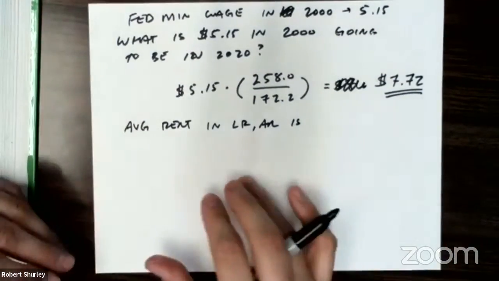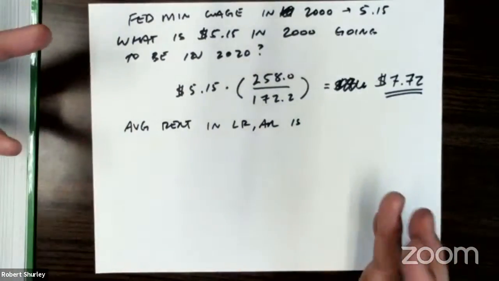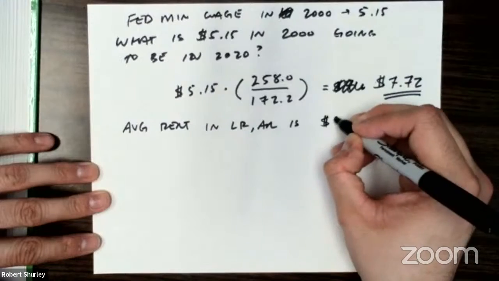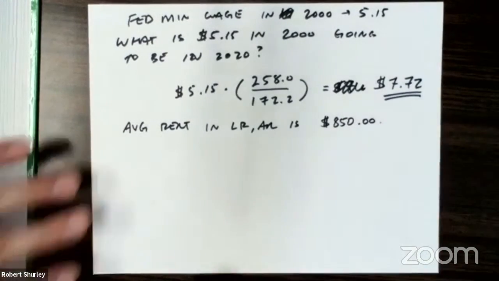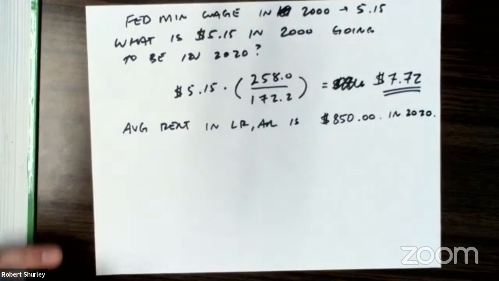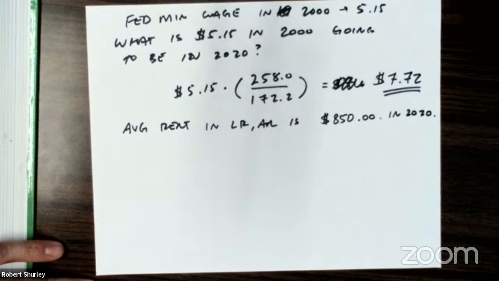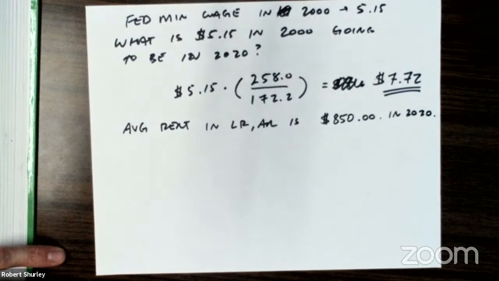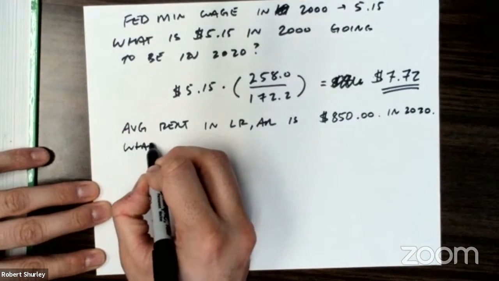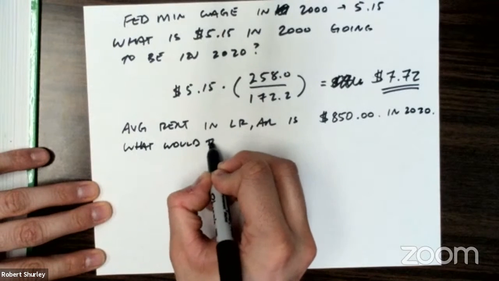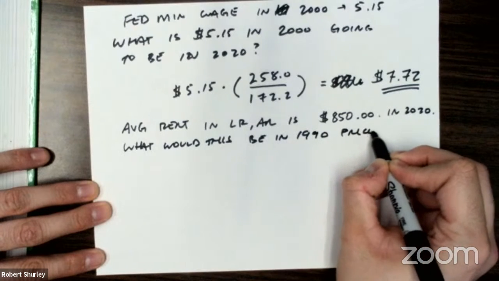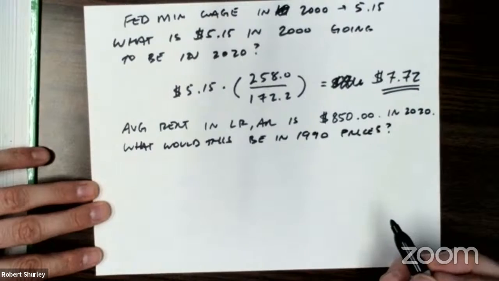And it varies so much depending on the size and all kinds of other things. But they're saying the average rent for an apartment in Little Rock is $850. The average rent price in Little Rock is $850 in 2020. We're going to say 2020 because I can get the CPI for 2020. If you're thinking, well, how much would that have been in 1990? What would this be in 1990 prices?